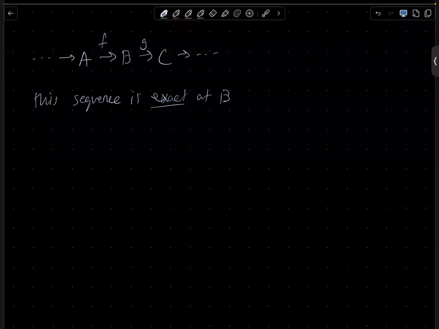Maybe there are quite a few, but maybe I have just 3 modules at the beginning, like this. Let's say this one is F and this one is G. I call this a sequence just because it's a sequence of maps going from left to right. I just stuck them together in this diagram. And I say this sequence is exact at B if the kernel of G is equal to the image of F.